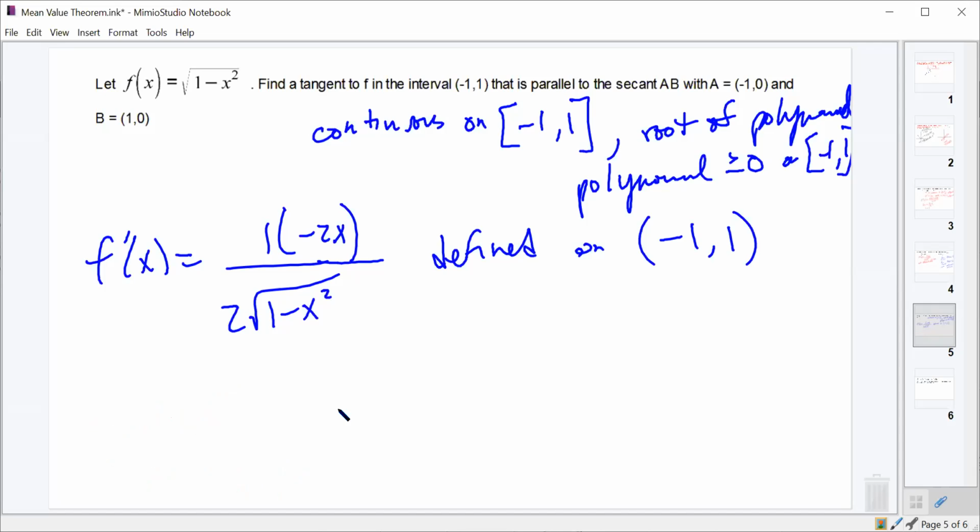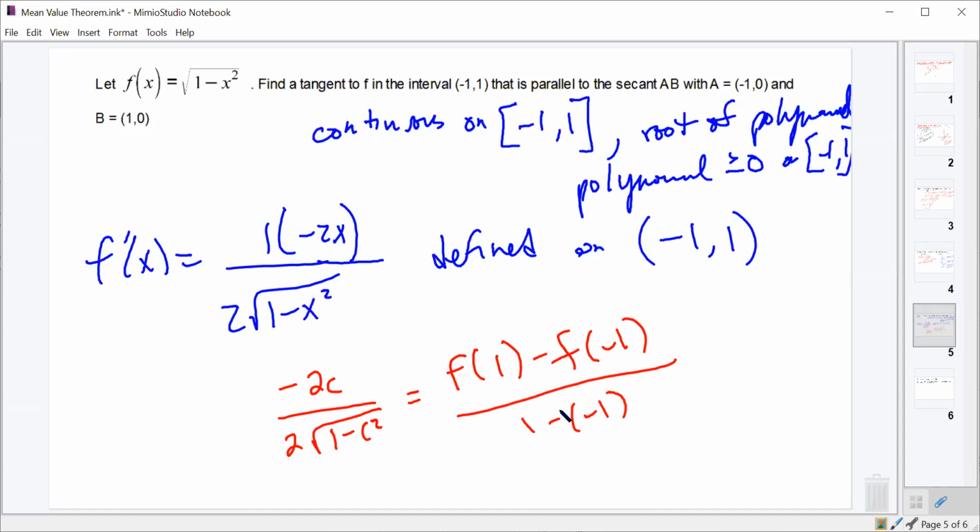So let's figure this out. What's f prime of c? It's negative 2c over 2 root 1 minus c squared. And we want that to equal the average rate of change. So what's the average rate of change? It's f of 1 minus f of negative 1 over 1 minus negative 1. What's f of 1? 0. And what's f of negative 1? 0. So 0 over 2. So we've got negative 2c over 2 root 1 minus c squared equals 0.